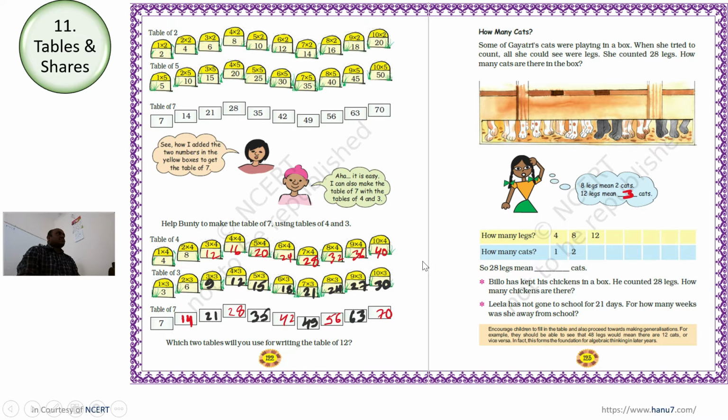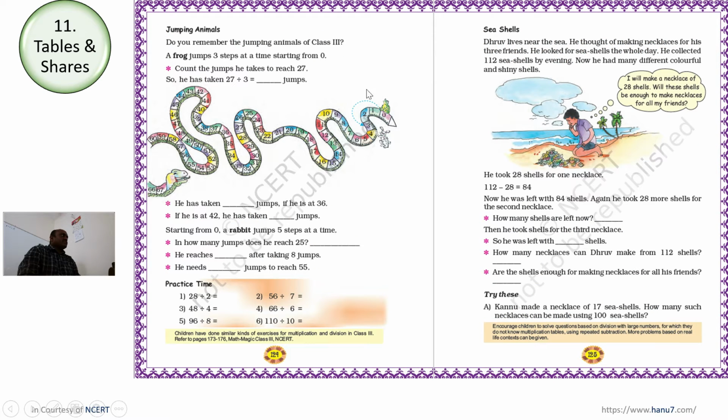Now let us move on. We have even learned how many cats are there. By counting the legs of cats and chickens, we did some activities. Then we have even seen the jumping frogs, and how many jumps each time the frog takes to reach so and so number like that, and at the end we have calculated these divisions.